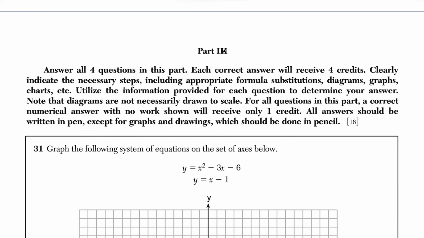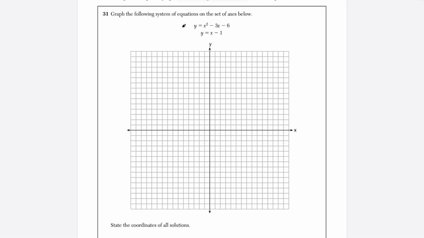So now we're moving on to the part 3 questions. There's 4 questions in this part, and each one is worth 4 credits. Question 31, we're going to graph the following system of equations on the set of axes below, and then we're going to state the coordinates of all solutions.